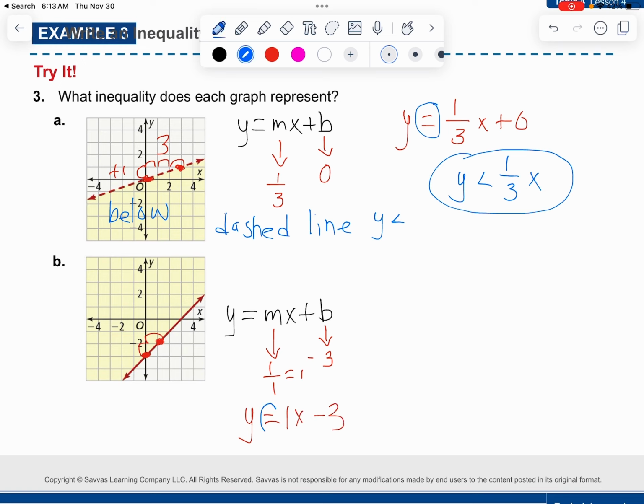Now we're going to determine what inequality we are going to replace the equal sign with. So our shading is above, and we have a solid line. So our values of y are greater than or equal to. So y is greater than or equal to 1x minus 3.